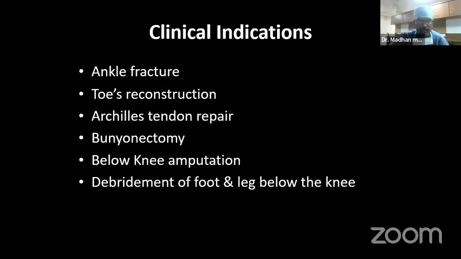In our institute, this popliteal sciatic nerve block is commonly given for the following indications: ankle fracture, either tension band wiring or plating, bimalleolar and trimalleolar ankle fractures, toe reconstructions, Achilles tendon repair, most commonly given, and bunionectomy and below knee amputation, along with the femoral or saphenous nerve block, and debridement of foot and leg below the knee, like all diabetic foot debridements.